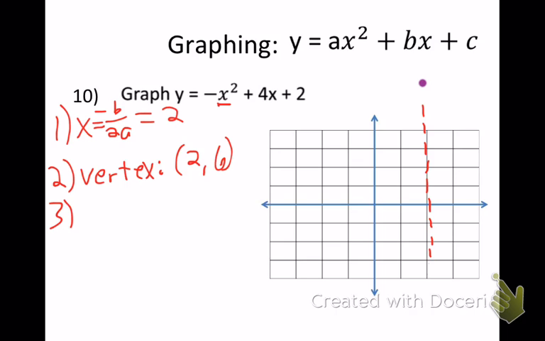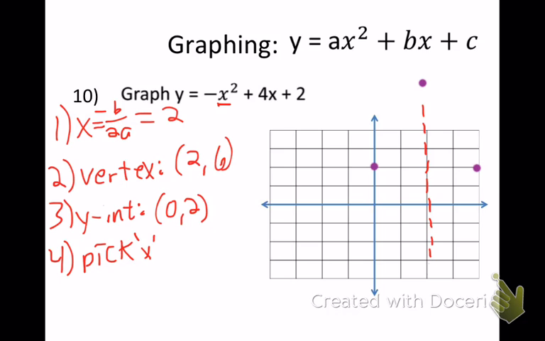3, I need to do the y-intercept. What's the y-intercept, Katie? Y-intercept is 0, 2. So I plot the y-intercept. Then I need to plot the reflection over there. Now I need to pick one more value of x. Katie, which value of x did you pick? You picked 1? I didn't pick 1. You didn't pick 1. Okay.